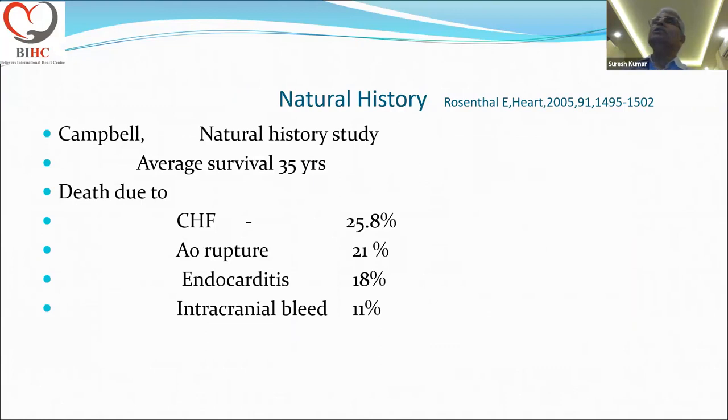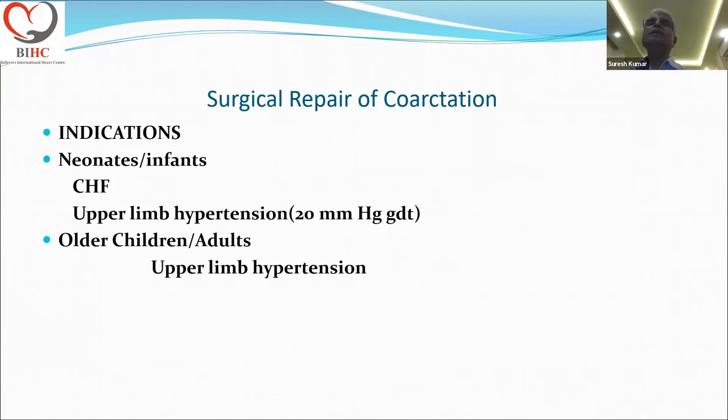The natural history of coarctation is available from the era prior to surgery, when the average survival was 35 years, and congestive heart failure, aortic rupture, endocarditis, intracranial bleed, all these could happen in a certain percentage. The surgical repair of coarctation in neonates and infants, we mentioned that this is the preferred strategy. Any neonate or infant with congestive heart failure or significant upper limb hypertension with a 20 millimeter gradient with the lower limb, this would be an indication for surgery. In older children and adults, usually it is upper limb hypertension.